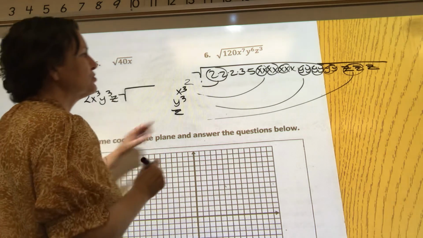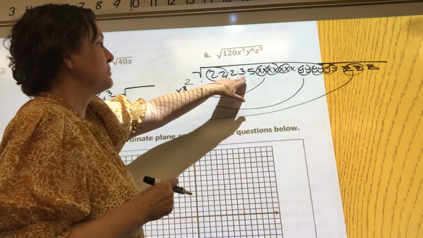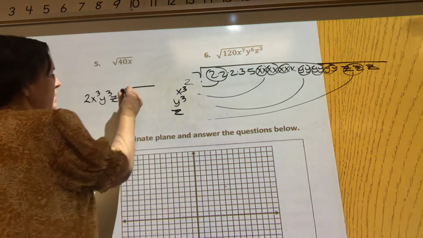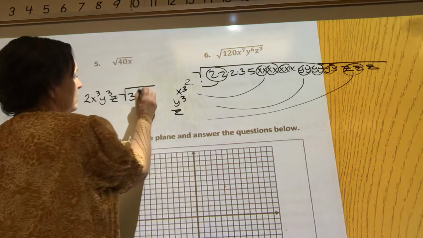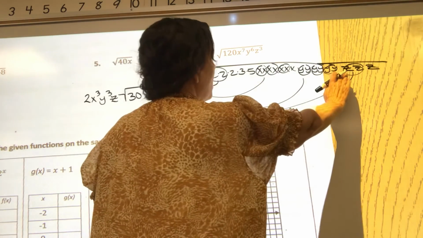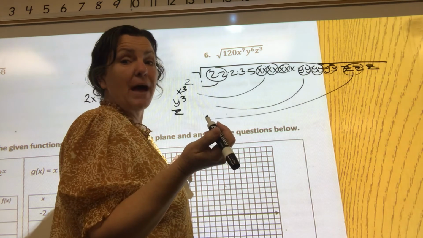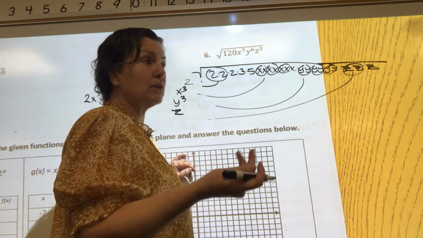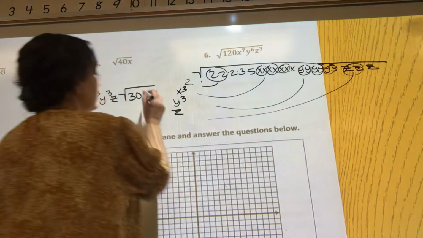And the radical is going to be, ooh, lots of numbers left behind. We don't see that too often. 2 times 3 is 6, 6 times 5 is 30. Cool. A single x. No y's. Why weren't there any y's? Because there was an even amount. An even amount implies that you have a perfect amount of pairs, right? And then we have that single z.